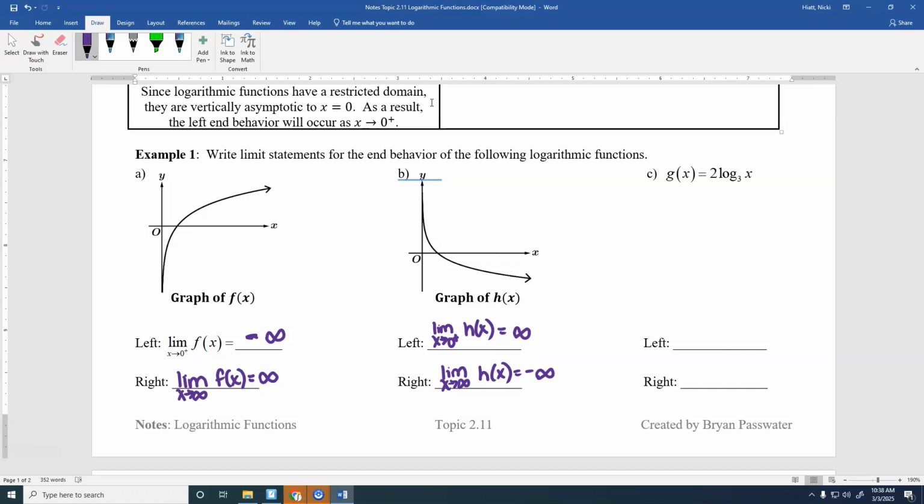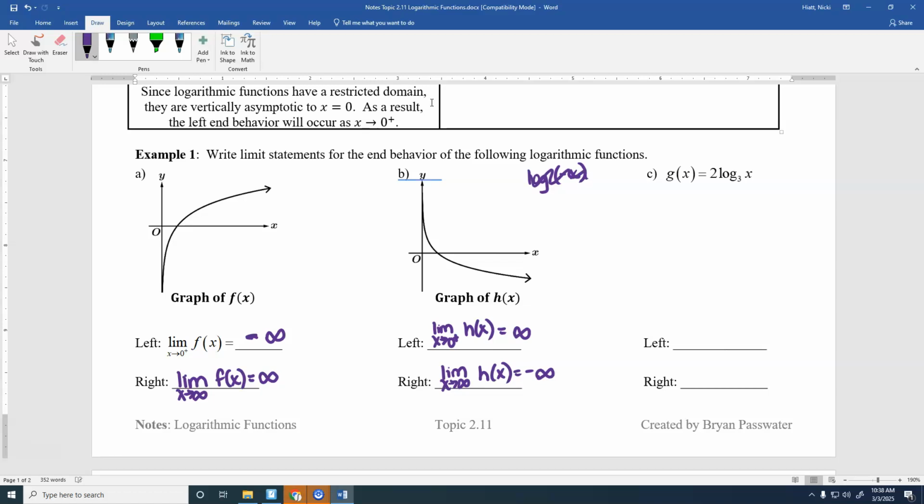The only time it will not be is if you have something that's been reflected over the y-axis. So if you were to see something like log of negative x right there, that would reflect the graph over the y-axis, and so it would change your limits. It would actually be the left side would approach negative infinity and the right side would approach 0. So the only time it will not be positive infinity is if this has been flipped over the y-axis.